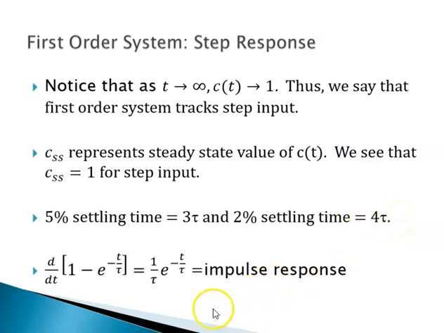We can see one feature of LTI systems. This 1 minus e to the power minus t over tau is the response of the system to step input. If you differentiate it, you will get the impulse response. So the derivative of the step response is the impulse response.